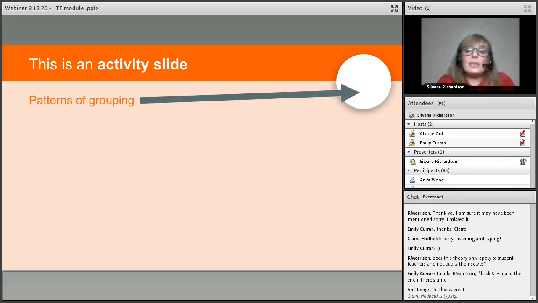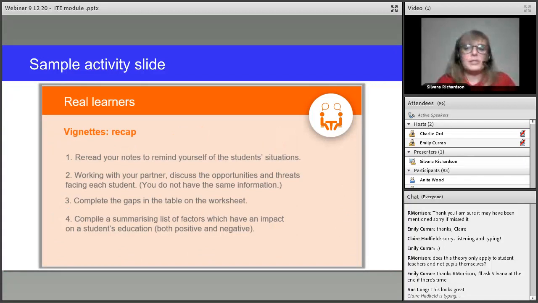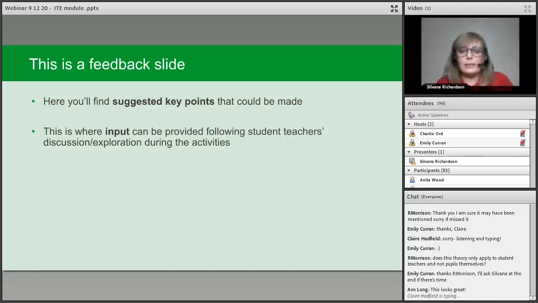Here you will see patterns of grouping or type of activity. So for example, you will see icons like that. So that just by looking quickly at that picture, you know where you are. You know, this is an activity that requires them to work in pairs or in small groups or to vote in a poll or to read or to write or to listen or to watch a video or time for reflection. This is an example of an activity slide. That's a vignette. And very quickly, orange activity, two people talking. This is work in pairs.